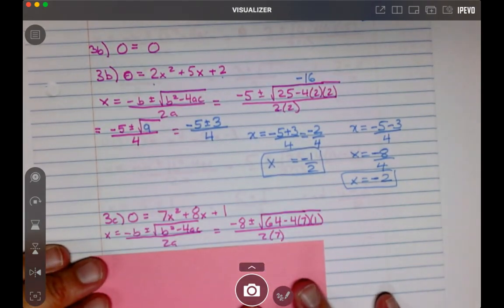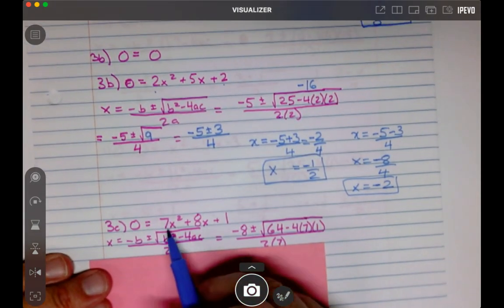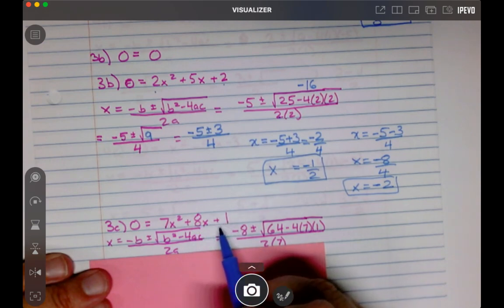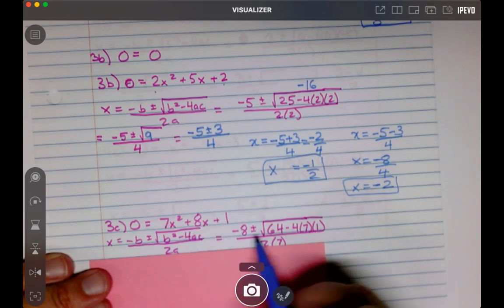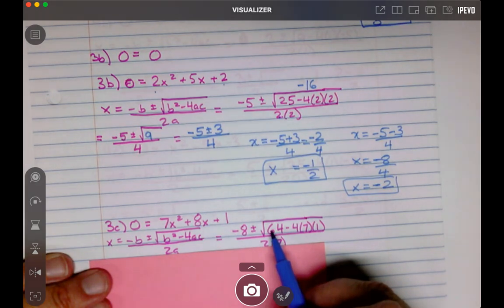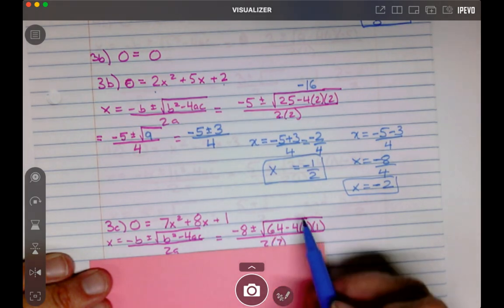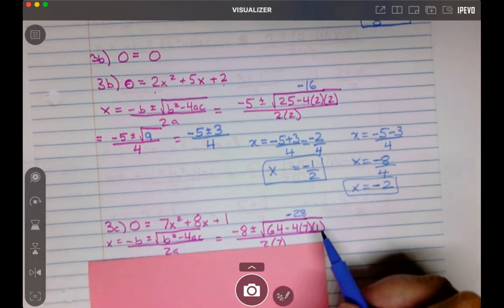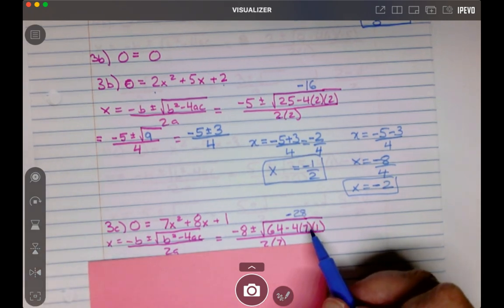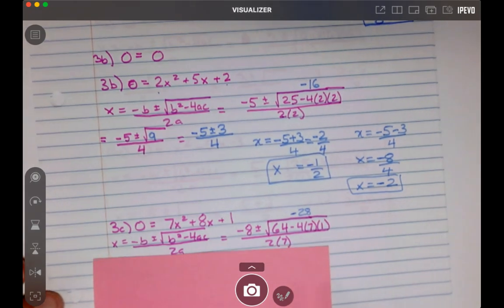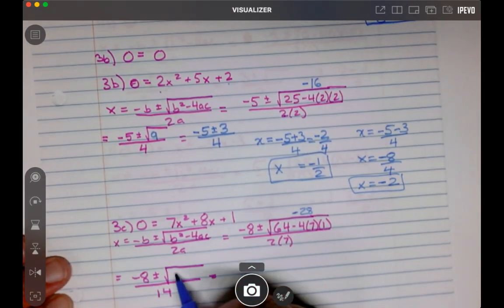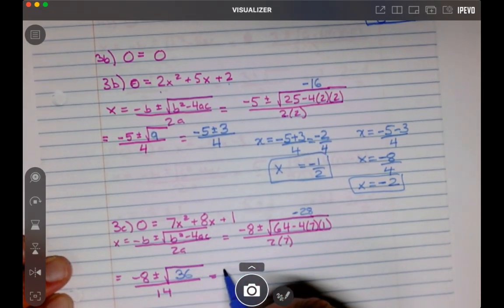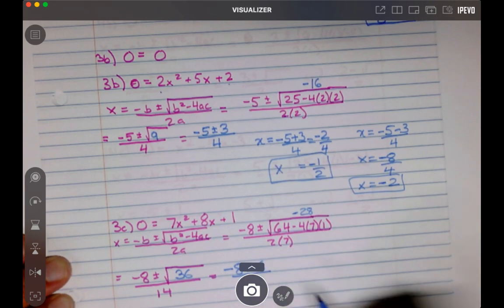And here's our last one. Again, all positive a, b, and c. Negative 8, b squared is 64. Minus 4 times 7 times 1, that's going to be minus 28. And then if I do 64 minus 28, that gets me 36. Negative 8 plus and minus, well, the square root of 36 is the number 6 over 14.